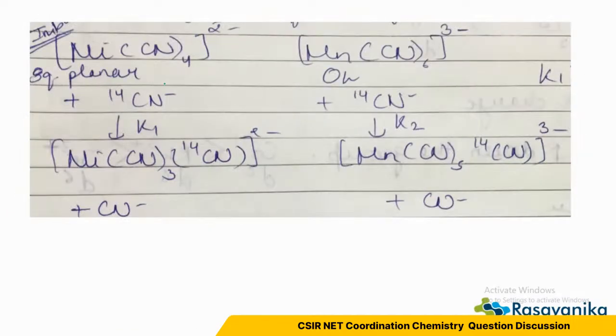So you can see here, if we add 14CN minus to the square planar complex, K1 is the rate constant. So one of the CN will go and this will be replaced by 14CN, right? And here, this is the octahedral complex, 14CN minus is added, K2 is the rate constant, and this is what we get, CN5 and 14CN. One of the CN has left, right?